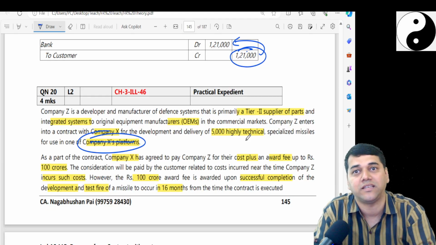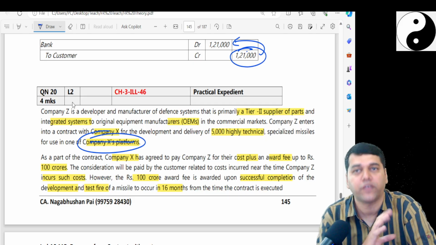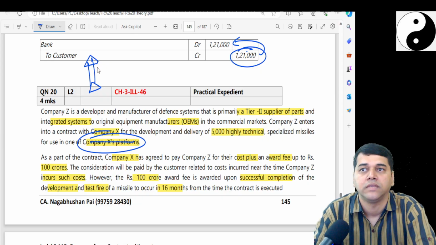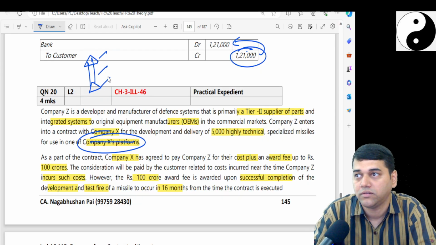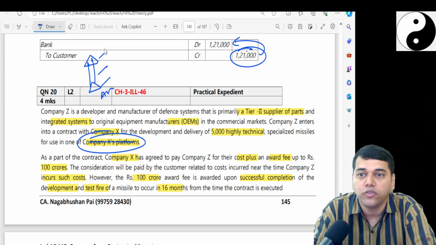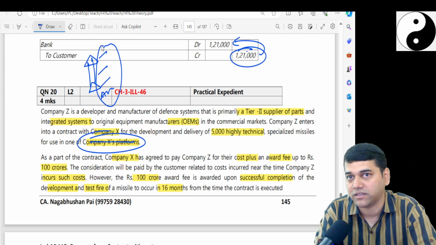Why is it specialized? Because, see what Z promised. Say, for example, in one missile there is a base, there is a body, and there is one head. There are three distinct goods. Followed? Assembly, 4. That means there are 4 promises which are very distinct.